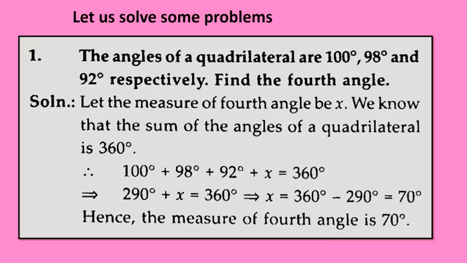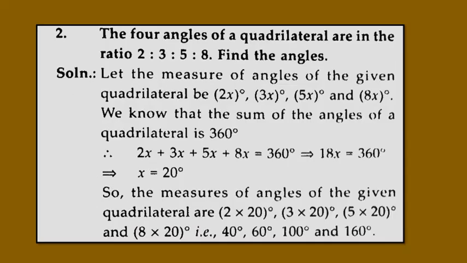So just write, add the 3, then for the unknown angle name it as x. Then find the unknown angle. Normal method, it's easy. Second one, the 4 angles of the quadrilateral are given 2:3:5:8. What is this? It's a ratio, correct? Yes. So if one angle is 2, second angle is 3, third angle is 5, fourth angle is 8. 8 portions or 8 parts.